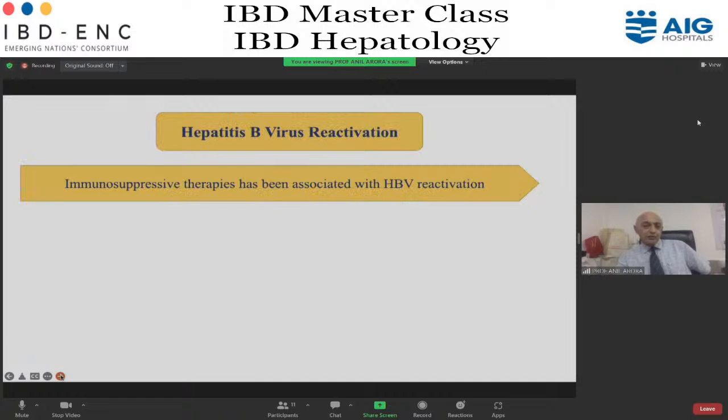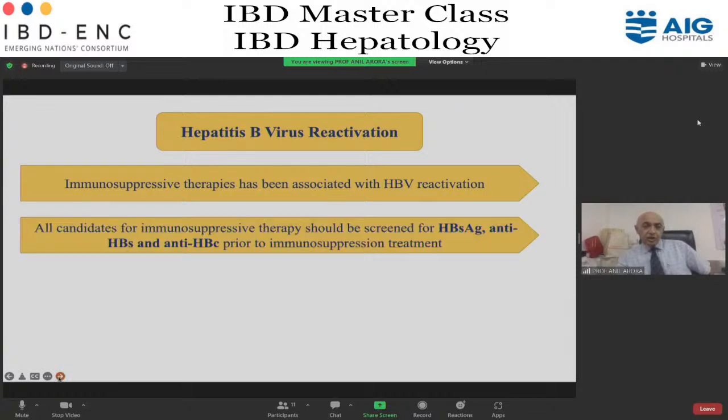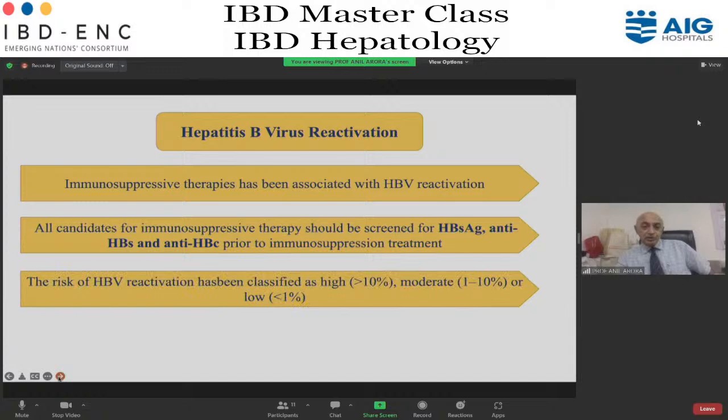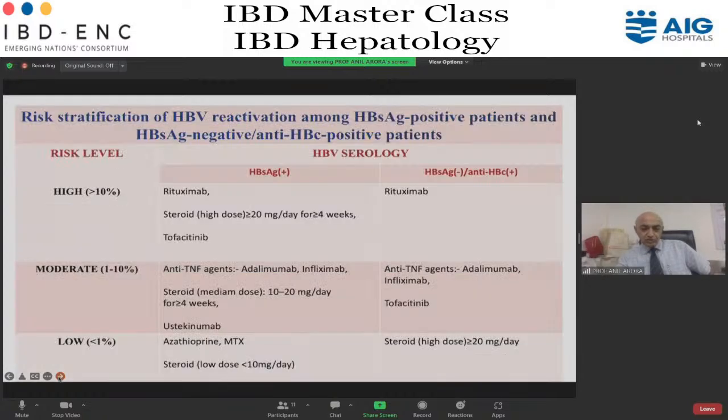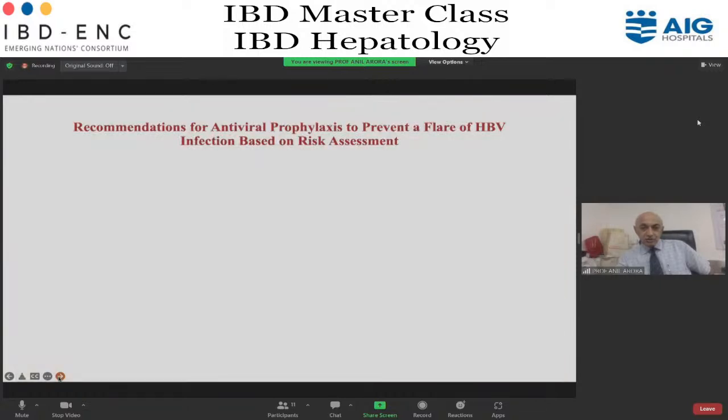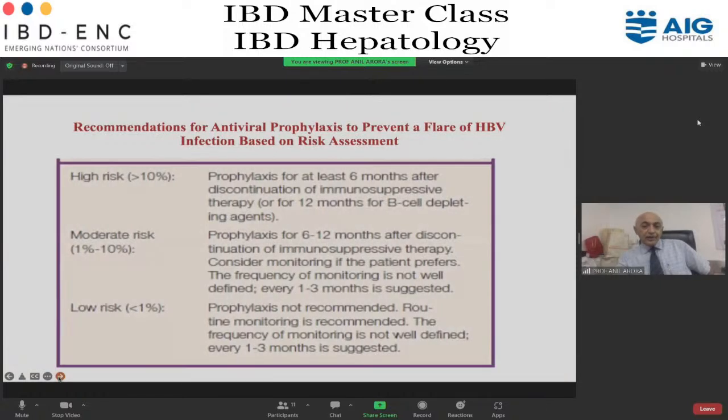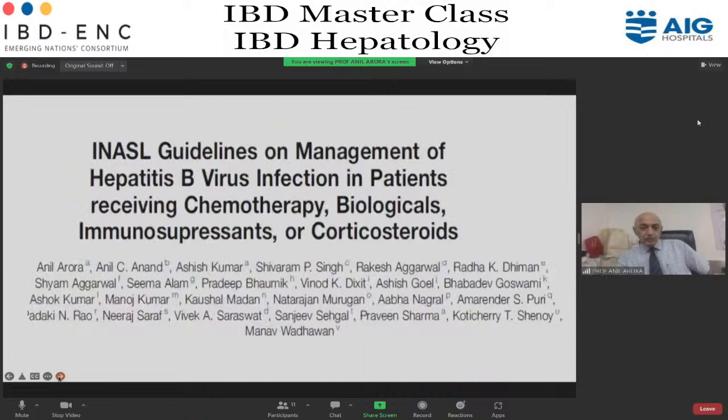HBV reactivation, I think Dr. Rupa has already kept a complete session after the presentation. And we know very well that patients with hepatitis B on immunosuppression are likely to get reactivated if you give them potent immunosuppression, and we have to assess their immune status prior to the start of therapy. So this we can discuss during the discussion. And whether we need to give them antivirals or just observation will depend on their status.